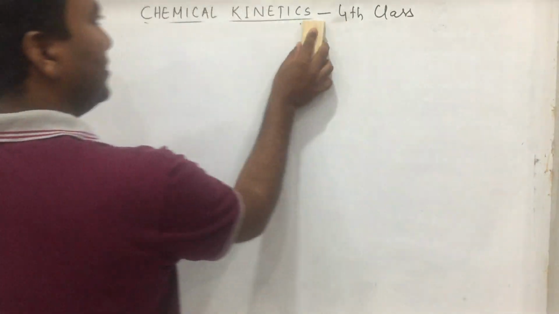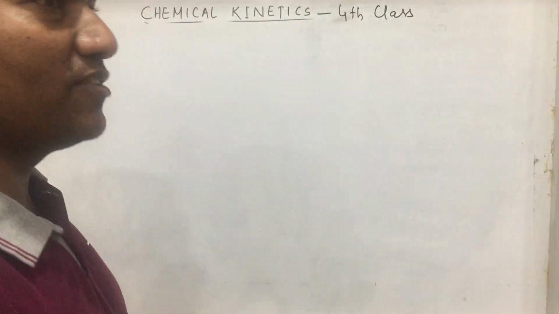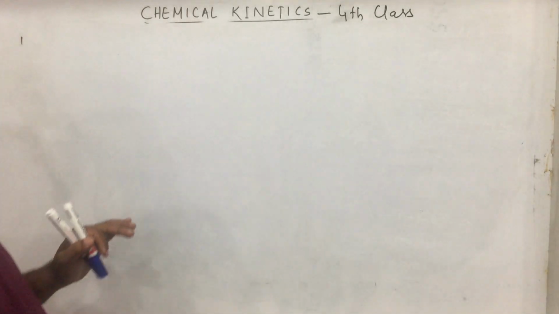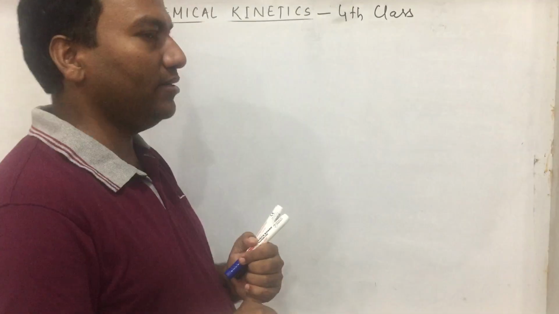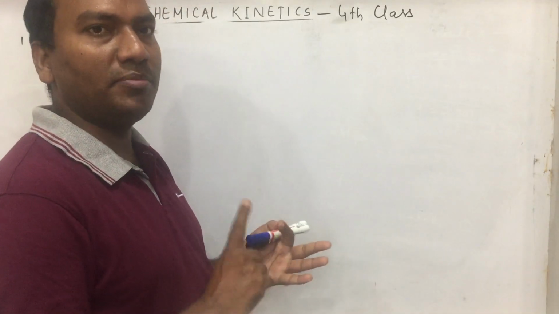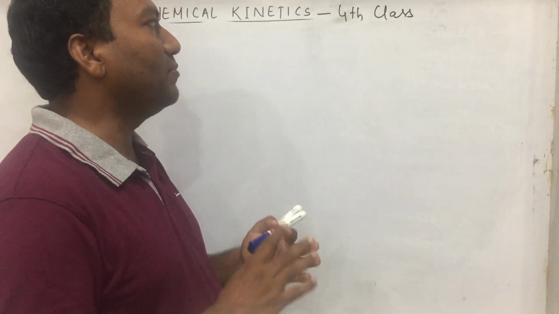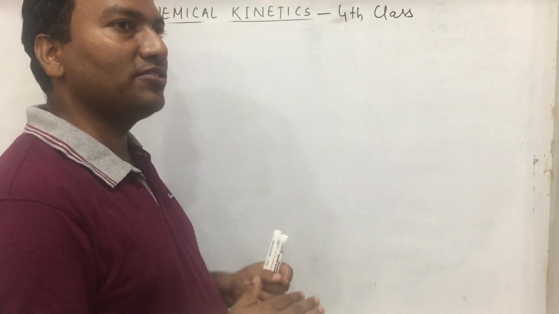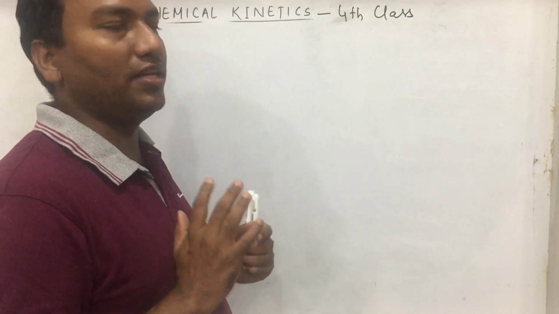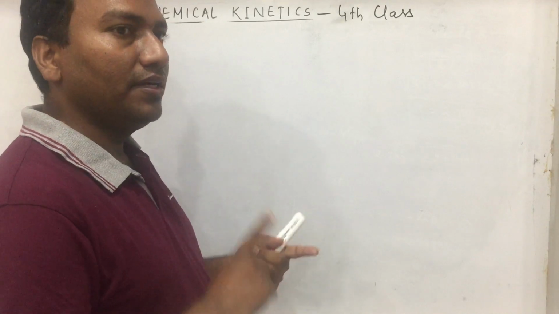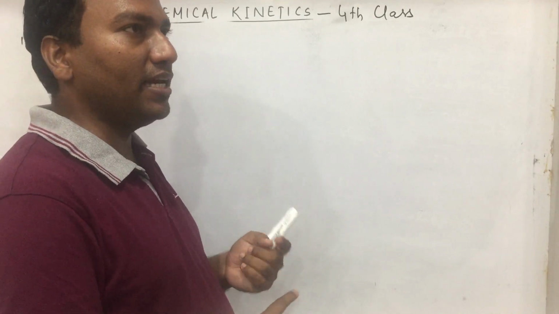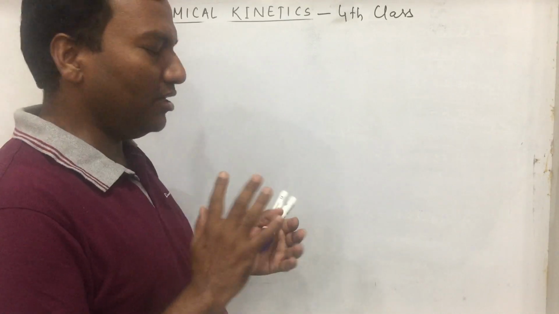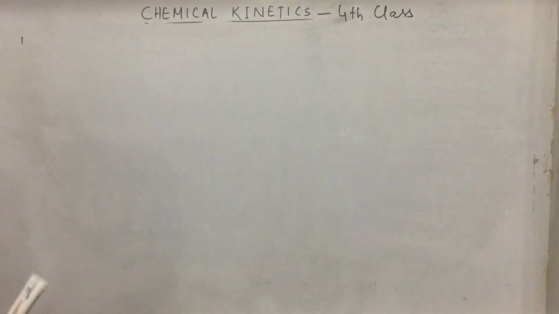Then the next question is, sir, how can you know that a reaction is a zero order reaction? First, remember that any chemical reaction which takes place in the presence of heat or sunlight, or in the presence of any solid catalyst, is always a zero order reaction. Heat or sunlight, or a reaction in the presence of a solid catalyst, is a zero order reaction. Let's check some examples.